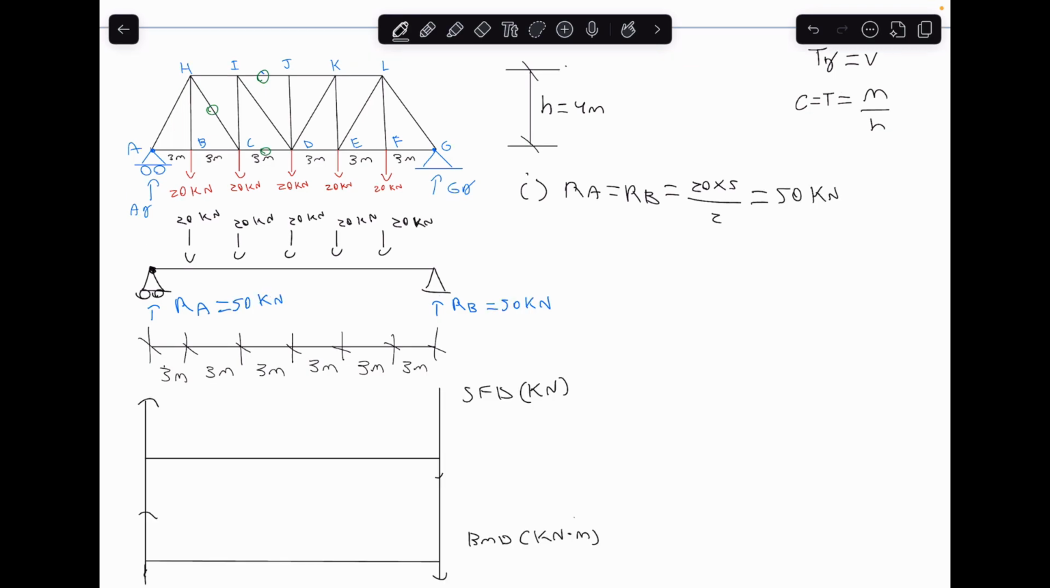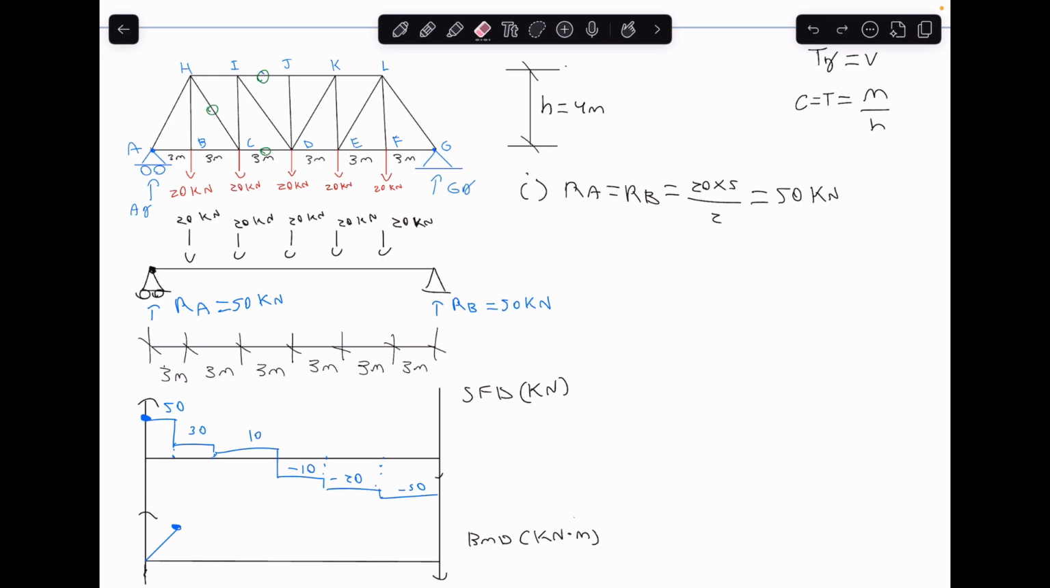All right, guys, so now that we have the reaction forces and we've set up the equivalent beam, we can find the shear force and bending moment diagram for this beam. So we start at RA, which is 50 kilonewtons, and then we drop 20 each time until we finally reach the other side where we go back up to 0. All right, so now let's move on to the bending moment diagram.